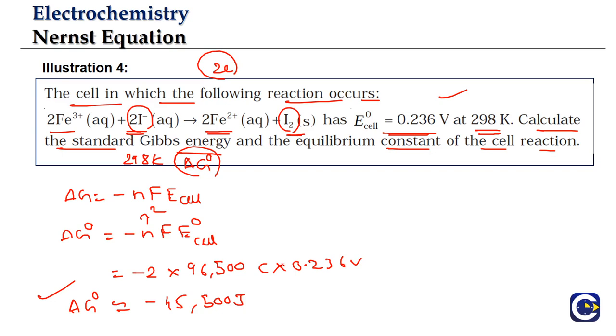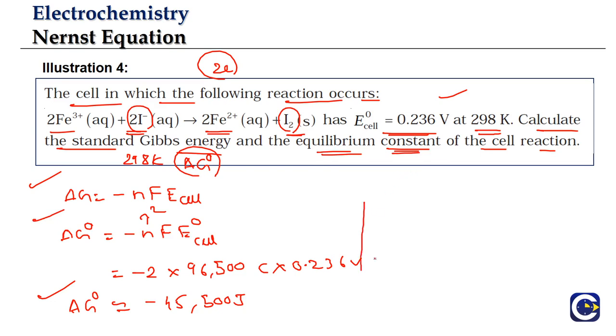So this is how we can straight away find it. Generally, del G will be equal to minus nF E cell. Under standard conditions, the del G0 value will be equal to minus nF E0 cell. And in this question they are asking one more point: they are asking us to find the equilibrium constant.